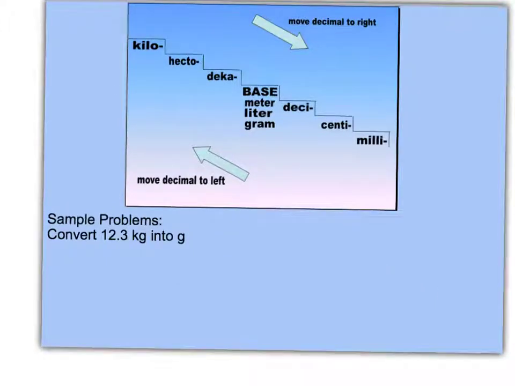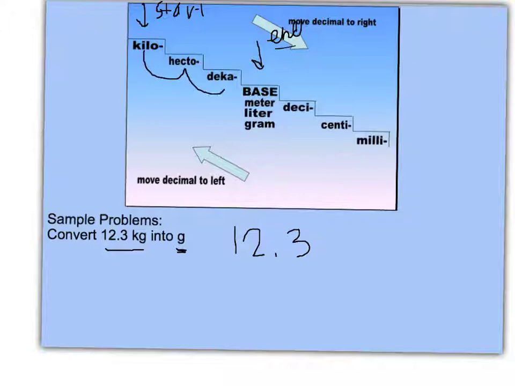So here's another sample problem. We want to convert 12.3 kilograms into grams. Okay, so that means we are going to start here at kilo, and we're going to end here at our base unit, which is grams. Okay, so I've got 12.3, and it looks like I'm going to jump 1, 2, 3 to the right.